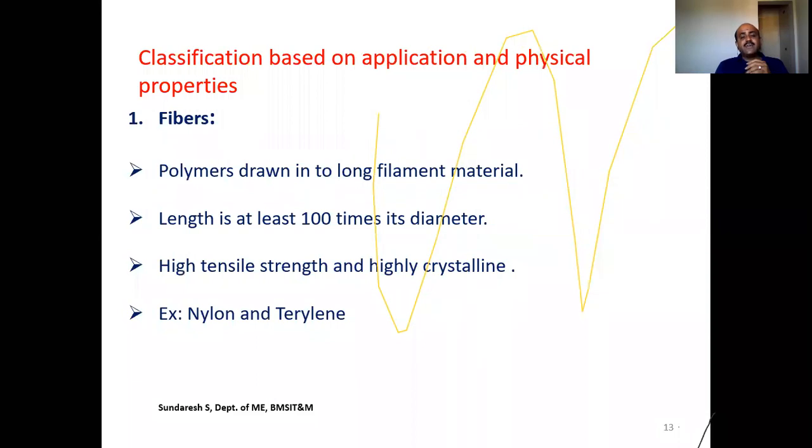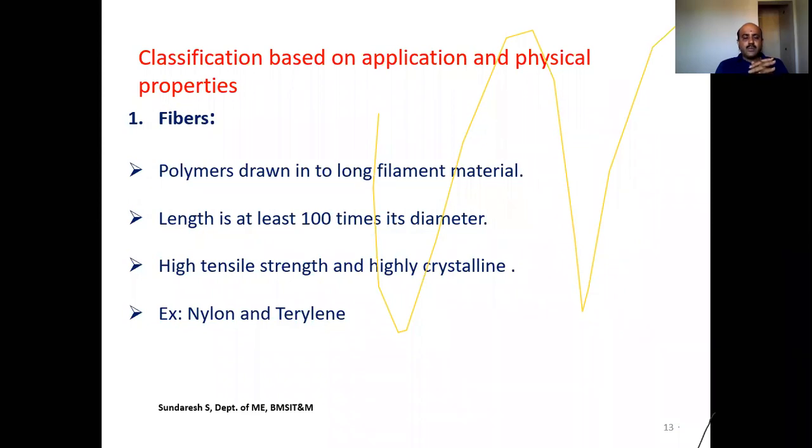Next is classification based on the application and the physical properties. So here, we have three different polymers to discuss based on application and physical properties. One is fiber, second one is plastic, and third one is resin.